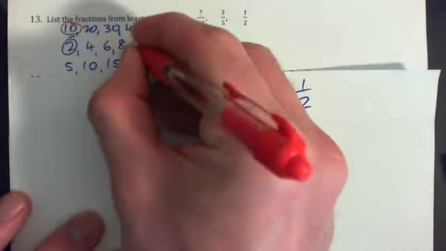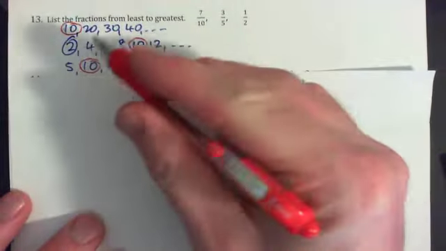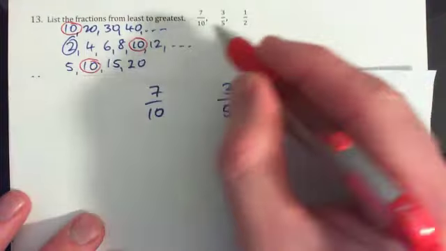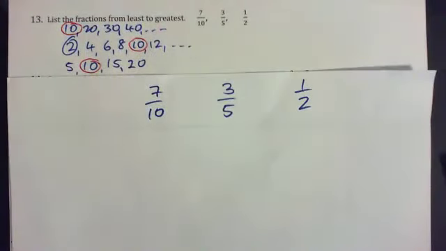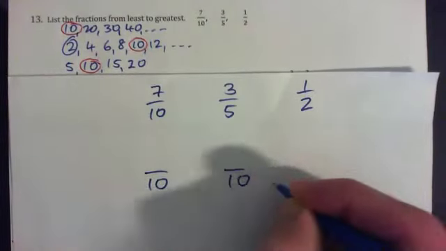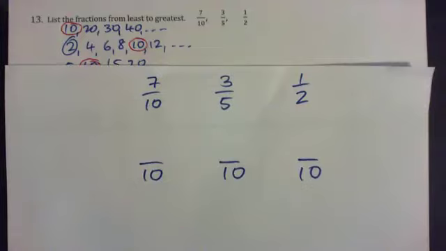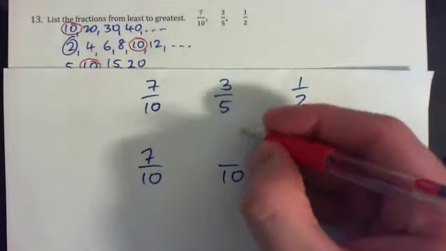So do you see that the number 10 goes into 10, 5 goes into 10, and 2 also goes into 10, right? So if I turn all of these fractions into tenths, then I can compare them properly, right? So the first one's already in tenths, it's just 7/10. How would you turn 3/5 into tenths?